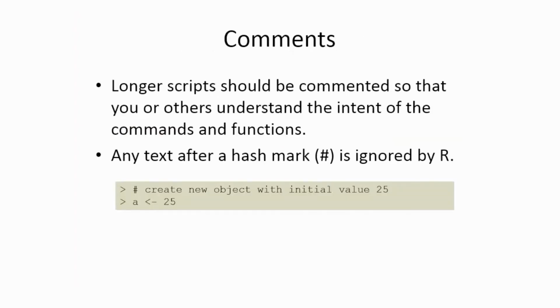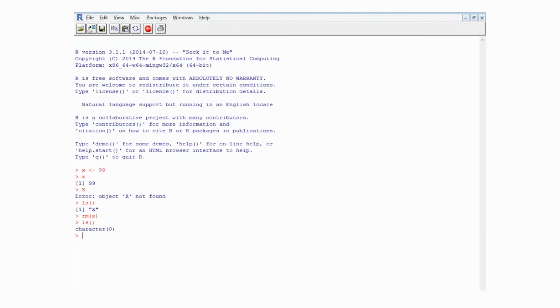Now, comments are another very important part of R. Longer scripts, when you write them, should be commented so that you or others understand the intent of the commands and the functions. And in R, any text after a hash mark is ignored by R. So for example, if I write "create a new object with an initial value of 25" with a hash mark in front of it, that's completely ignored. For example, if I do this, it doesn't matter what I type, it's completely ignored. So that allows you to comment your scripts, and when you then save them or copy them or reuse them later on, you know exactly what each line in the R script did.